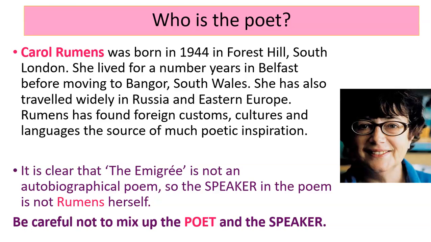The speaker in the poem is not Rumens herself. The Emigree isn't Rumens. So you have to be quite careful here when you're writing about this poem not to mix up the poet, who's Carol Rumens, and the speaker in the poem, who's the Emigree. They are not the same person in this poem. So you just need to be, like I said, a bit careful about when you use the word poet and when you use the word speaker.